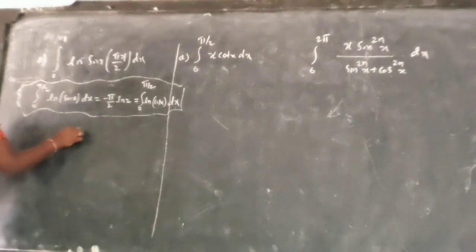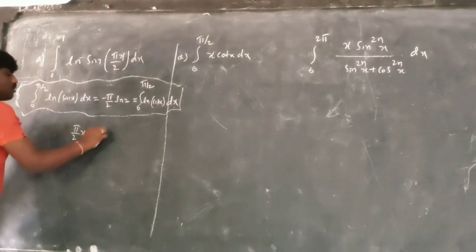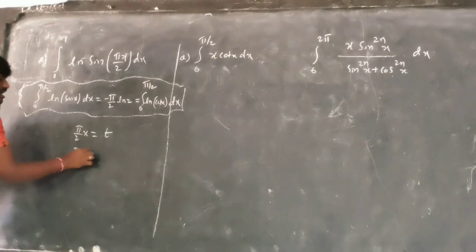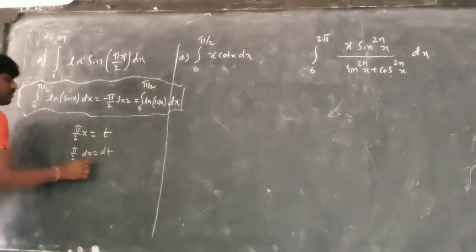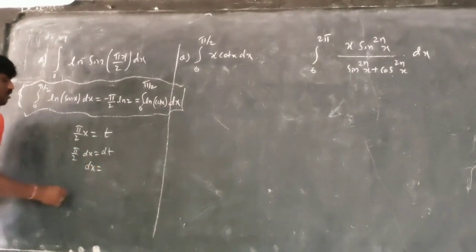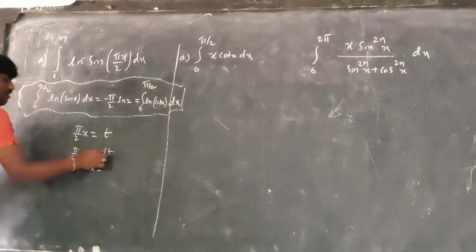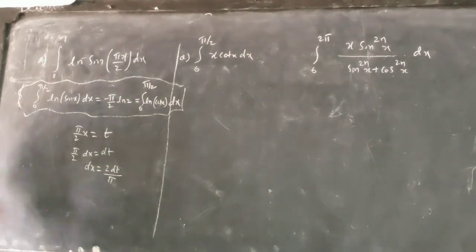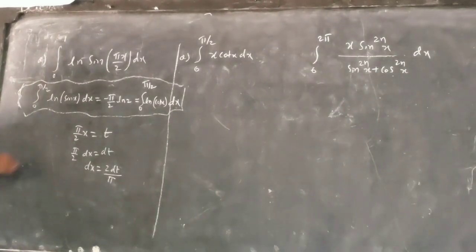Let us consider pi/2 x equal to t. Now differentiate this. What I get here is pi/2 dx equal to dt. Then dx is equal to 2 dt/pi. So this question will be changed. How will it be changed here?